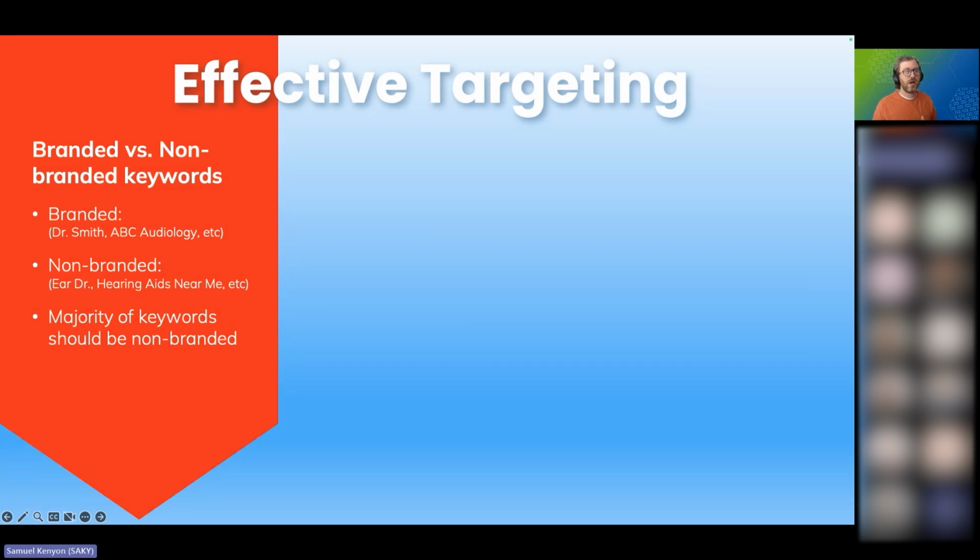Non-branded, however, are more vague, most likely new patients, things like ear doctor, hearing aids near me, audiologist near me. Those are harder to rank higher for organically. Why? Because you're competing with everyone in your area for these. So it doesn't hurt to put some money behind ranking higher for these keywords. Now, I would say you want to do a variety of both.